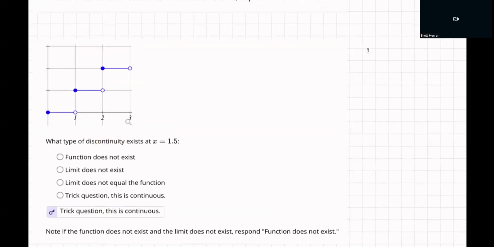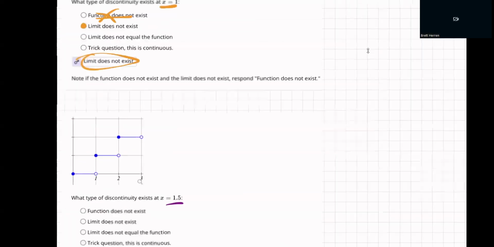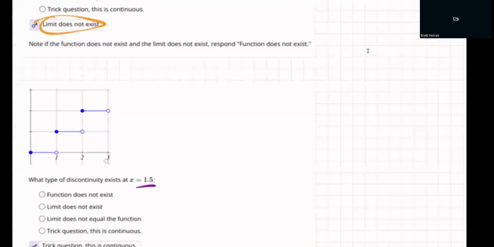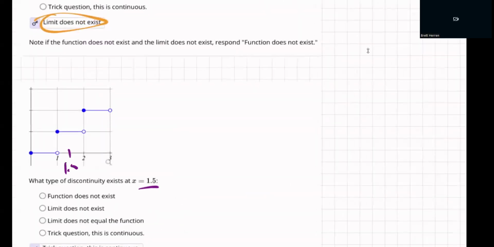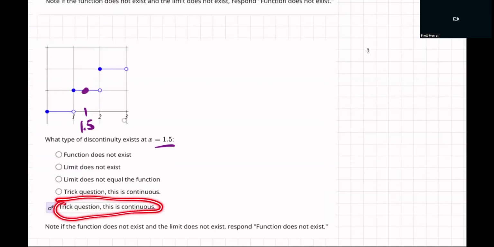Okay, one more, at 1.5. This is the same graph, notice, but it's at 1.5. So it's right here, and it's right there. Well, it is continuous right there. It just continues right over that point just fine. Trick question. It is continuous there. So there we go on those.